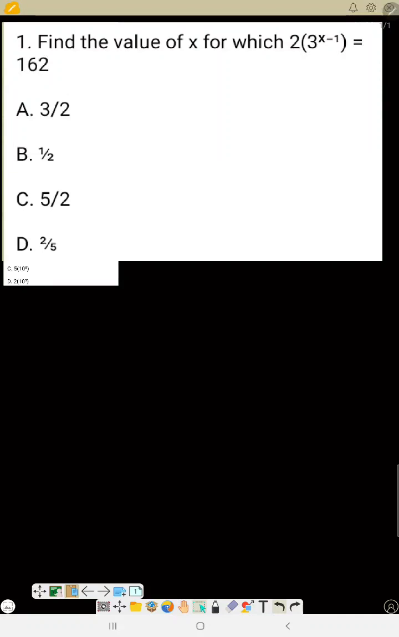Let's solve the questions one by one. Number 1. Find the value of s for which 2(3^(s-1)) = 162.